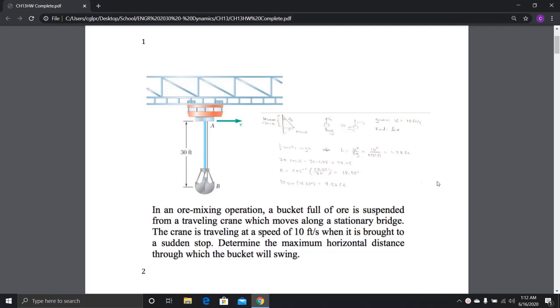Alright, so this is chapter 13 homework. For the first question, given a bucket full of concrete traveling at a constant speed, it's going to come to a stop and continue to swing. I'm asked to figure out the maximum horizontal distance that the bucket will swing.